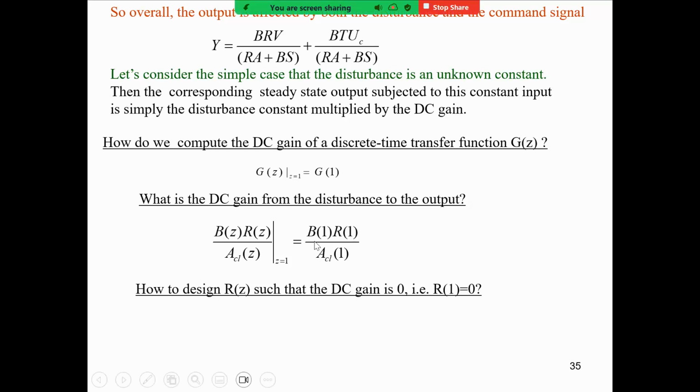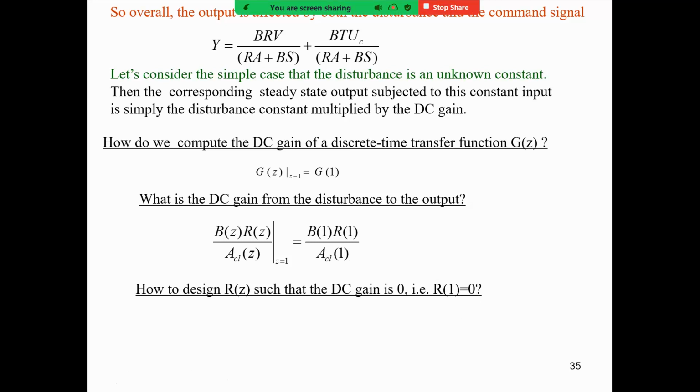In other words, I want to design my controller such that this guy ought to be 0. But if you look at that, we cannot change B, right? So therefore, the problem becomes how we design my R such that R(1) equals 0. What is the simplest way?